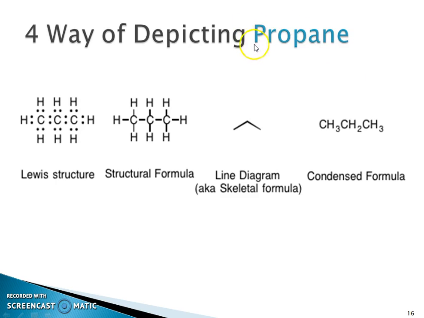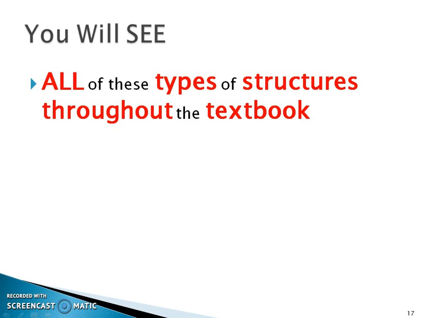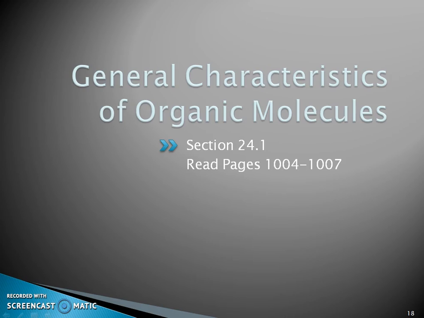So again, I want you to understand that the prefix pro is going to mean 3 carbons, and the ending ane is going to mean that these are all single bonds attached to each other. So those are things that we're going to talk about in the future. Again, why it's really important is that you'll see these types of structures throughout the textbook, and we want to make sure that you're familiar with that.